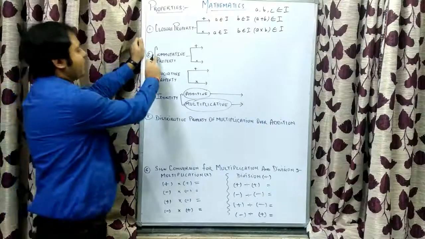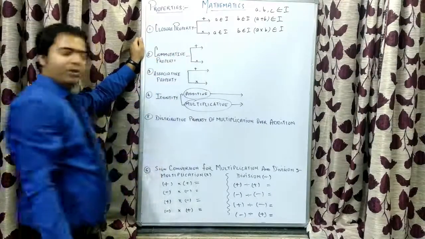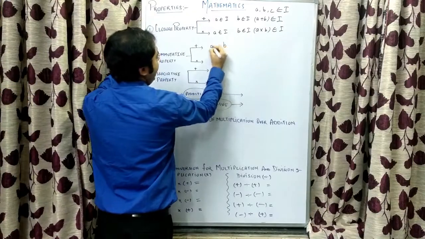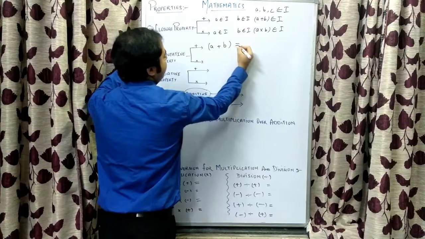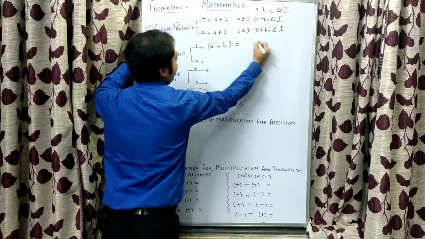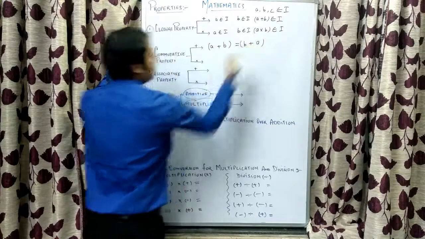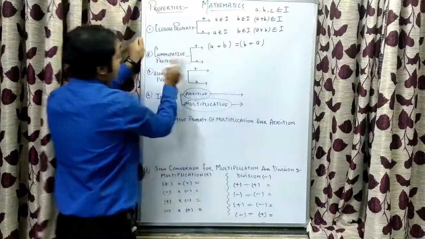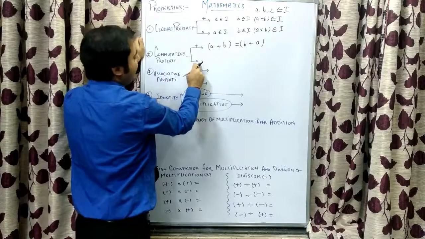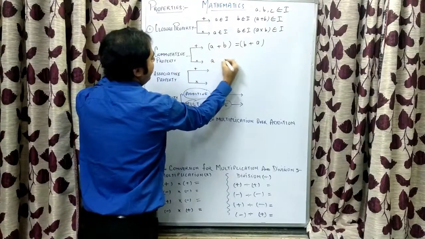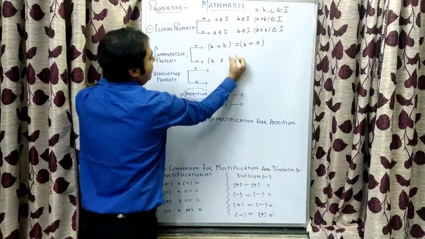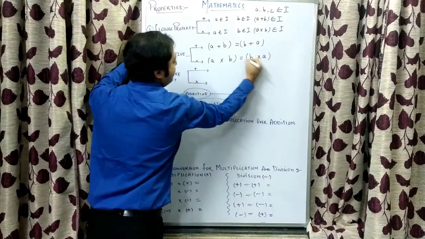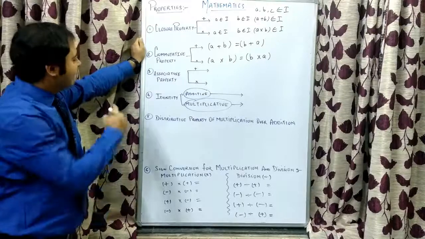Second property, commutative property of addition. Commutative property of addition states that if we are adding b to a, it will be similar to adding a to b. That means the position does not matter while we are adding. Commutative property of multiplication states that if we are multiplying b by a, it will be similar to multiplying a by b. Right?